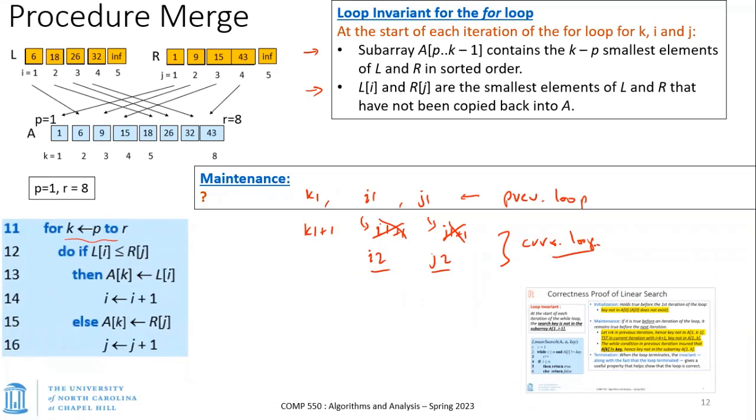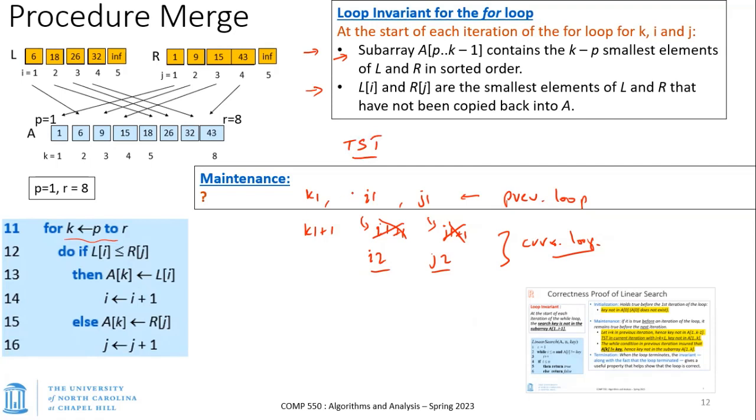So any thoughts on how you would actually do the first part, which is being able to prove the first clause, which is basically saying that the subarray A[p through k minus 1] contains the k minus p smallest elements? Now, what are we trying to prove? So I generally say use the nomenclature to show that, okay?